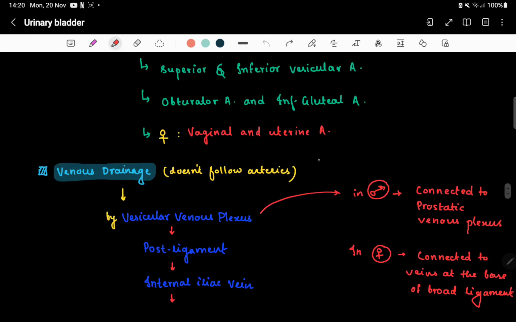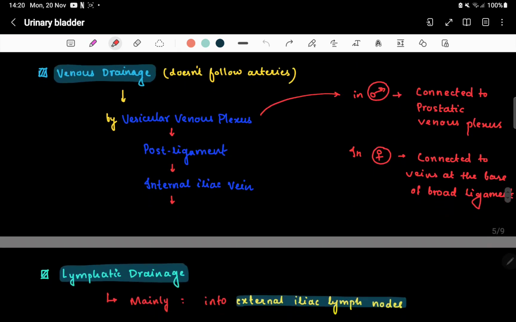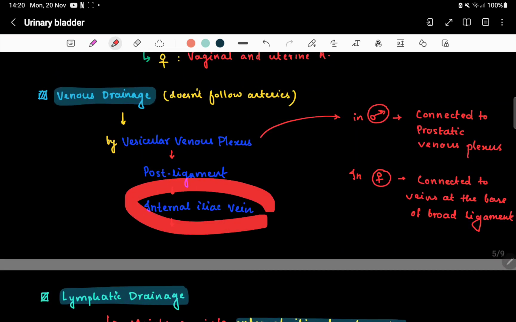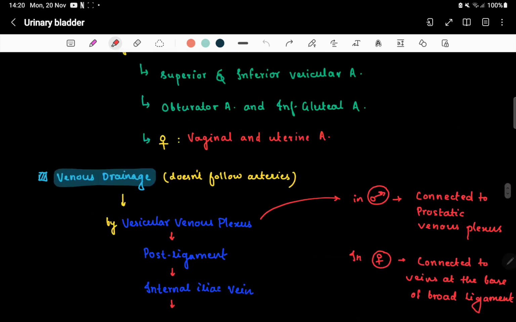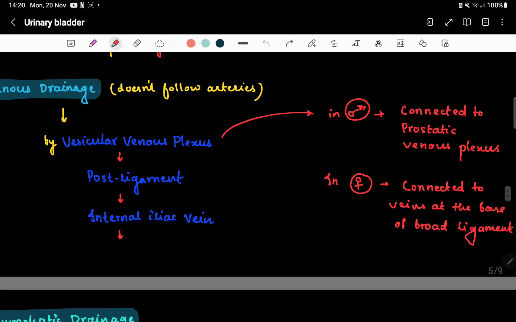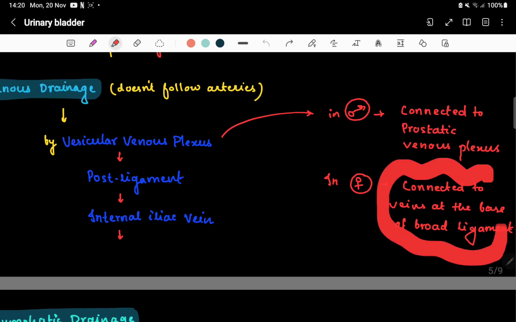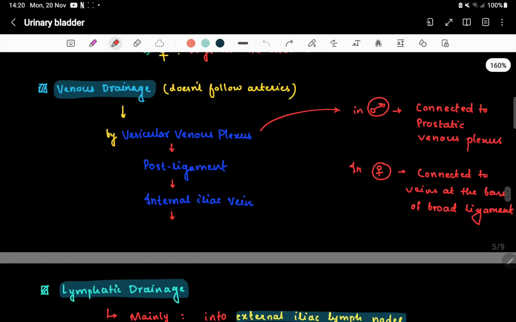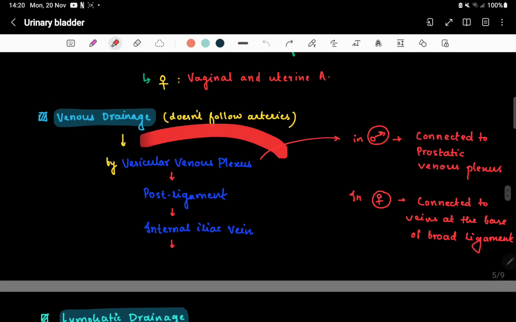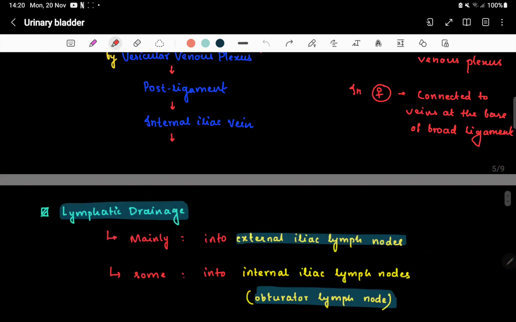Talking about the venous drainage, which doesn't follow the arteries, okay. From the vesicular venous plexus, the posterior ligament and the internal iliac vein divides, okay. In males, the vesicular venous plexus is connecting to the prostatic venous plexus and is draining the urinary bladder. In females, it is connected to the veins at the base of the broad ligament, okay. Broad ligament of the uterus, the veins at the base of the broad ligament, okay. So vesicular venous plexus is the main drainage system of the urinary bladder, okay.